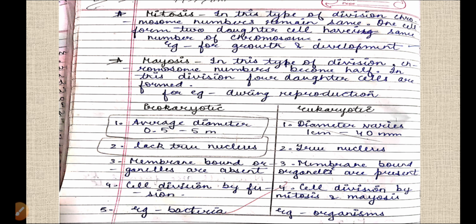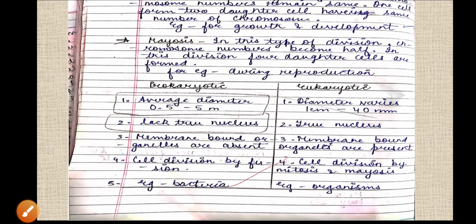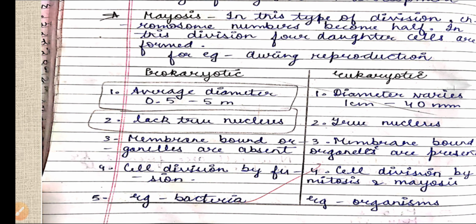Meiosis: in this type of division, the chromosome number becomes half. In this division, four daughter cells are formed. For example, during reproduction. Now let us study the differences between prokaryotic and eukaryotic cells.